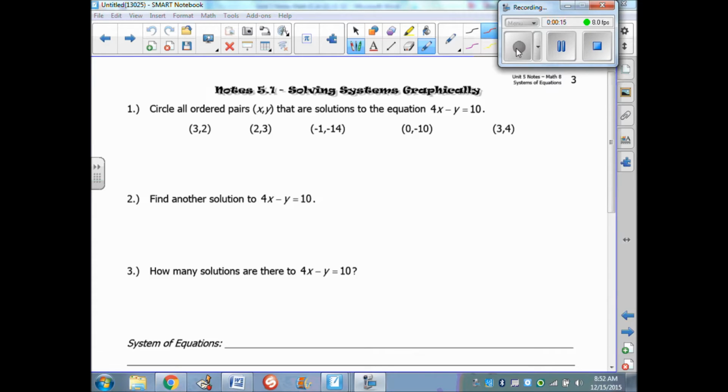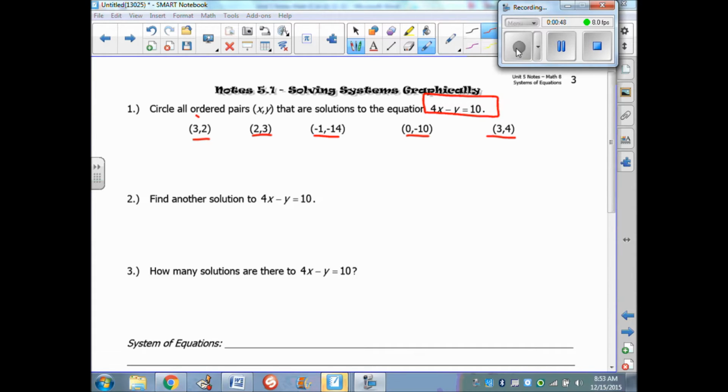So question number 1: circle all ordered pairs (x, y) that are solutions to the equation 4x minus y equals 10. I've got that equation and a list of points down below, and I've got to circle all the ones that are solutions. In order to determine if something's a solution to an equation, we've got to check it. We've got to plug those values into the equation and see when we get true.